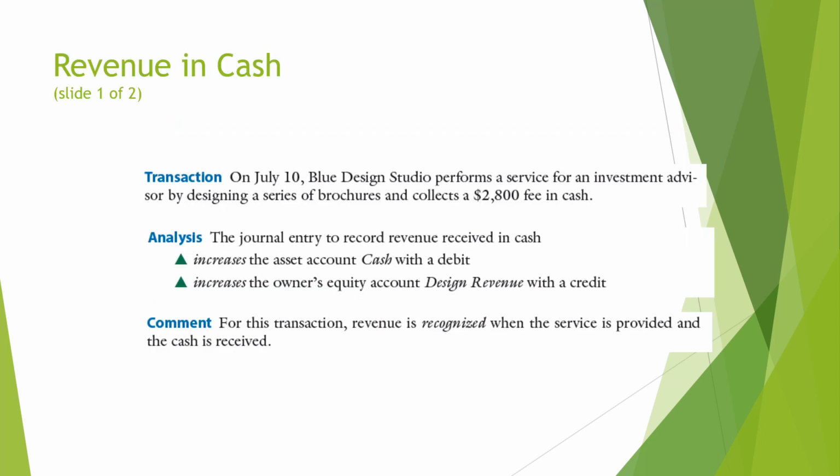Finally, making some revenue. On July 10th, Blue Design Studio performs a service for an investment advisor by designing a series of brochures and collects a $2,800 fee in cash. All right, so if we performed a service, then that means that we need to make revenue go up. And if we collect money, cash, that means that our cash goes up. All right, so let's talk about how to make revenue go up and cash go up.